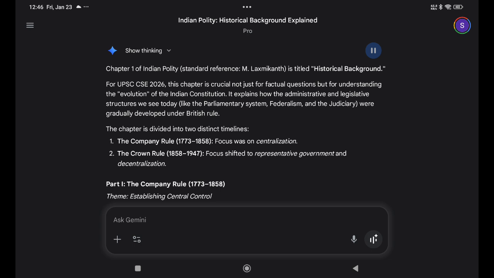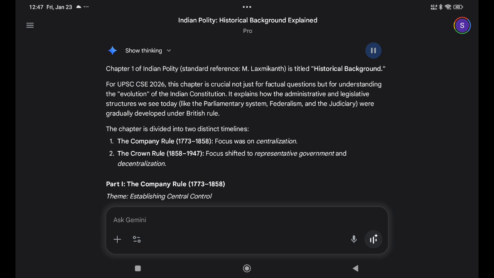The chapter is divided into two distinct timelines. 1. The Company Rule, 1773 to 1858. Focus was on centralization. 2. The Crown Rule, 1858 to 1947. Focus shifted to representative government and decentralization.